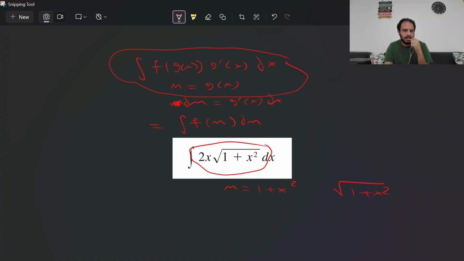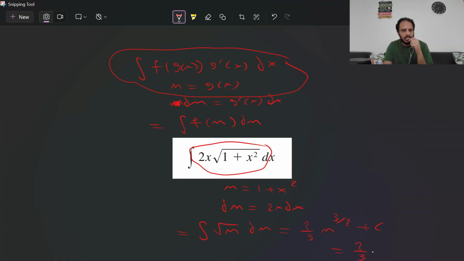Both will work. Me, I prefer to take it with the square root. But let's solve both of them so you see which one is better. So dm equals what? 2x dx. The integral becomes square root of m dm, right? Good. Then what's the answer for this? This is m to half. Add 1 and divide, you get 2 over 3 m to 3 over 2 plus c. Don't forget plus c.